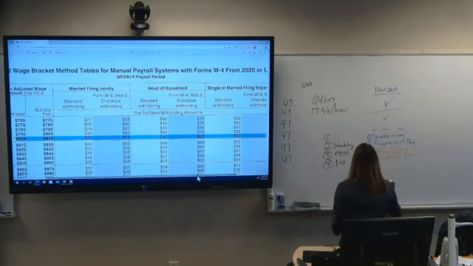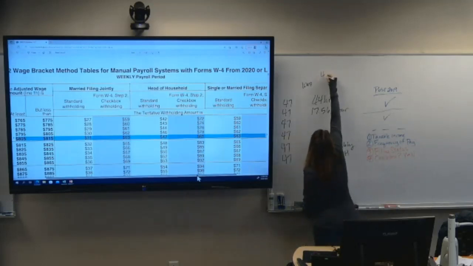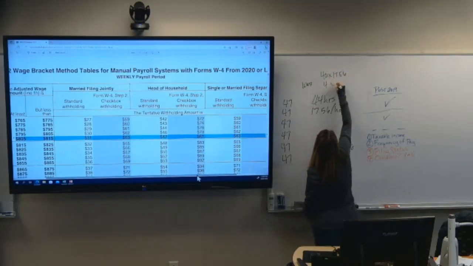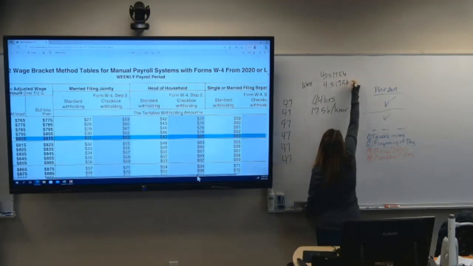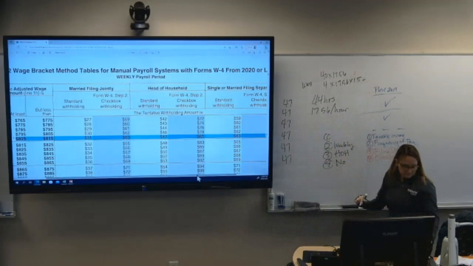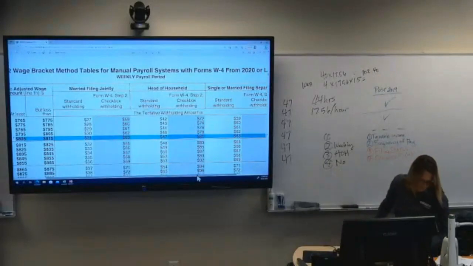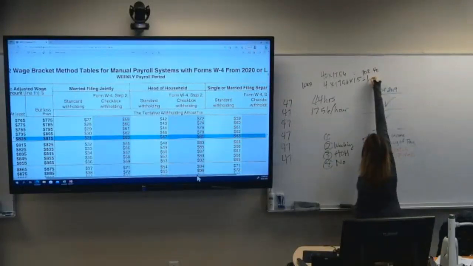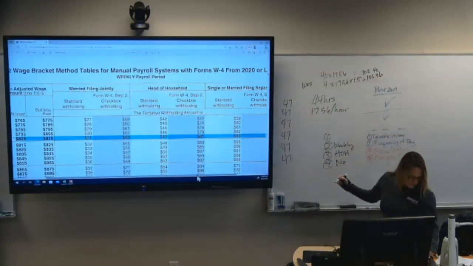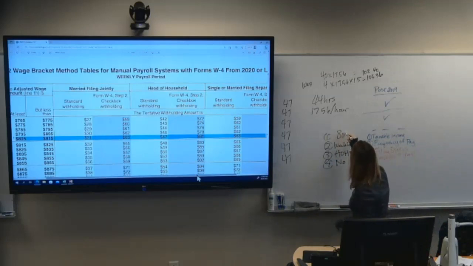807.76 is the wage. So we've got 40 times 17.56, and then we've got 4 times 17.56 times 1.5. Right, so 702.40, and then 105.36, which gives us a taxable wage of 807.76.